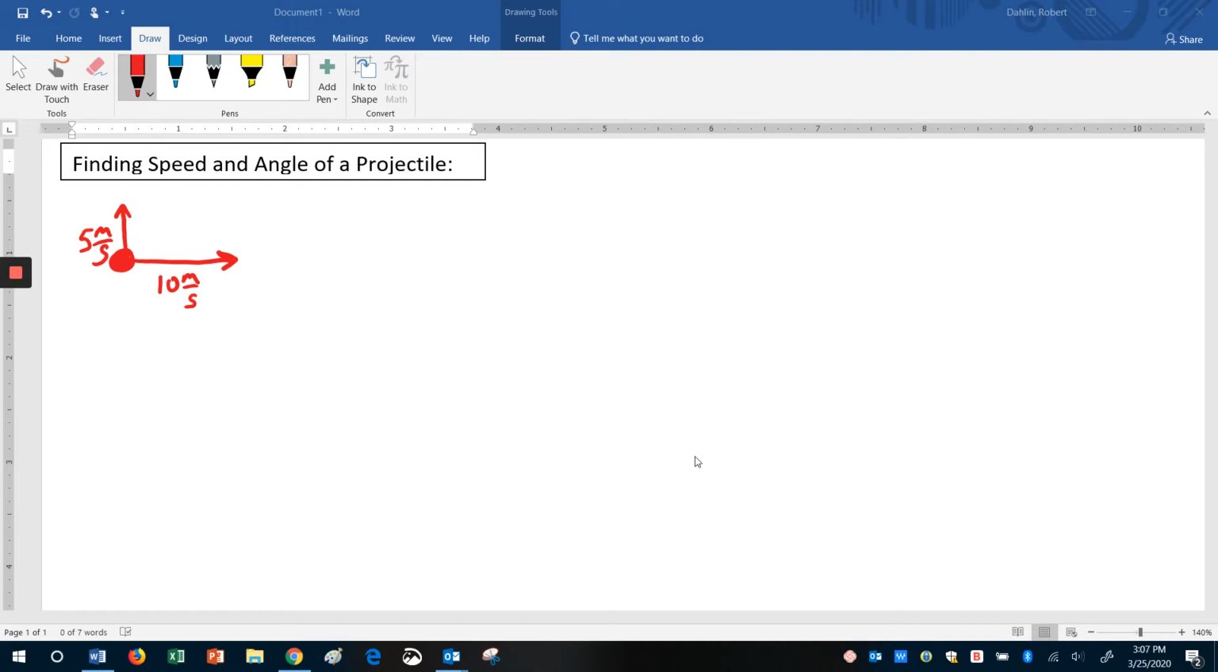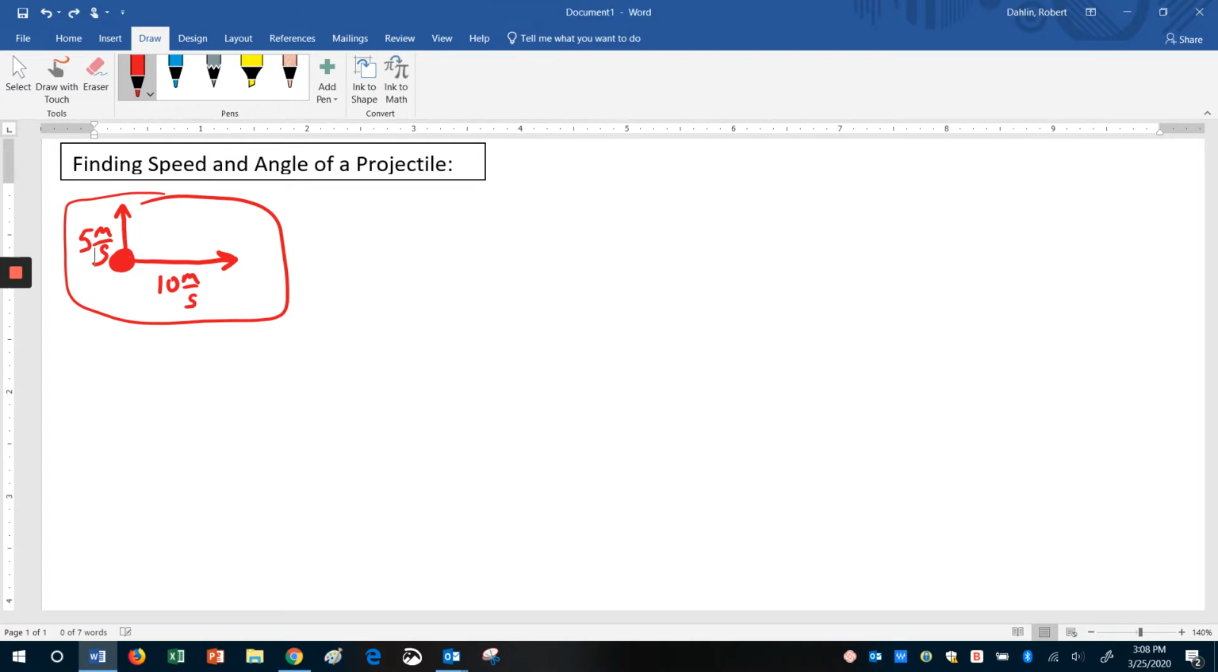Dahlin again, and what we're going to do today is figure out how to calculate, using trigonometry, the speed and the angle of a projectile if you don't know it at the beginning. The two pieces of information you do need to know are how fast it is moving sideways and how fast it is moving upwards.